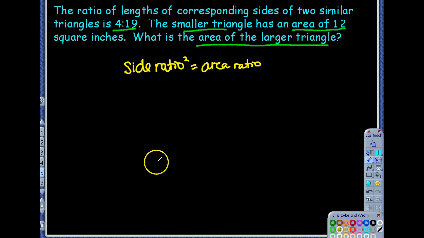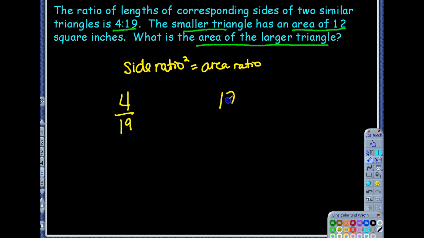Love it. And which ratio are they giving us? They're giving you the side ratio is 4 to 19. 4 to 19 is the side ratio. So I'm going to put it just on that side where I've got side ratio. All right. Now, is that a simplified fraction? It is. So that's a good sign too. Now, they tell us the smaller triangle has an area of 12 square inches. Okay. So I'm thinking that's part of this area ratio. Doesn't that sound like that to you?